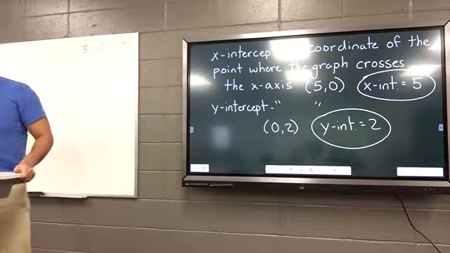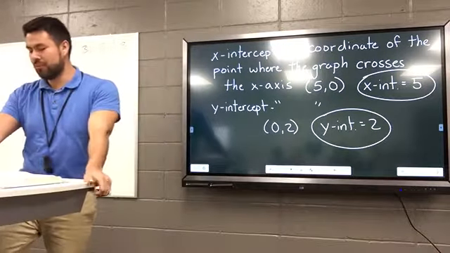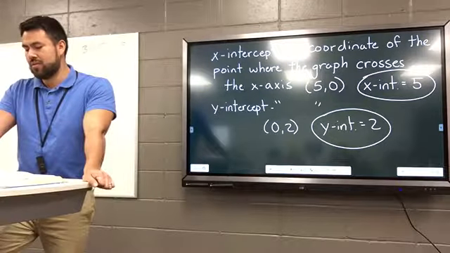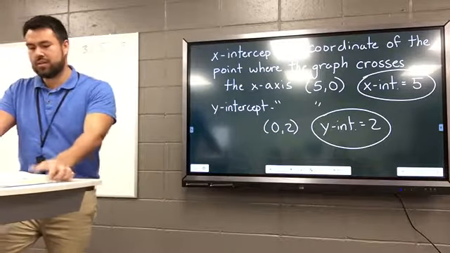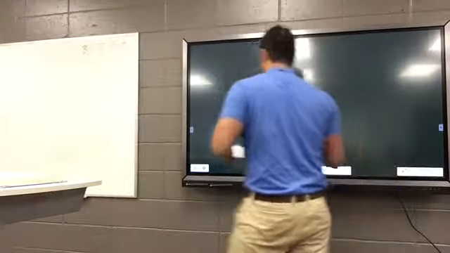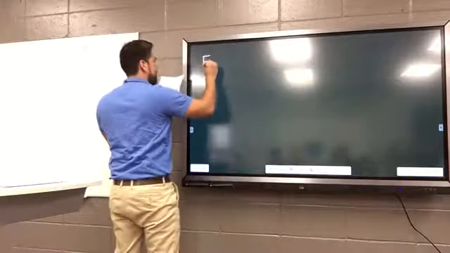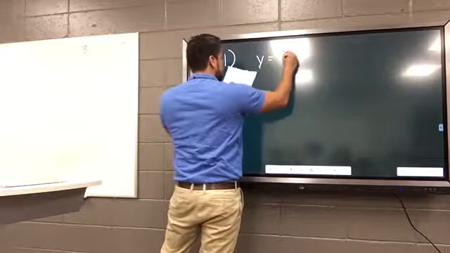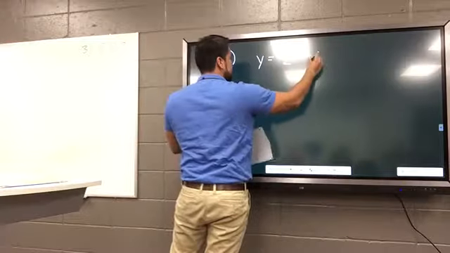Can someone read those instructions for example number 1? Murphy? Graph y equals 3 halves x minus 6 using the x and y-intercepts. Okay. They give me y equals 3 halves x minus 6.